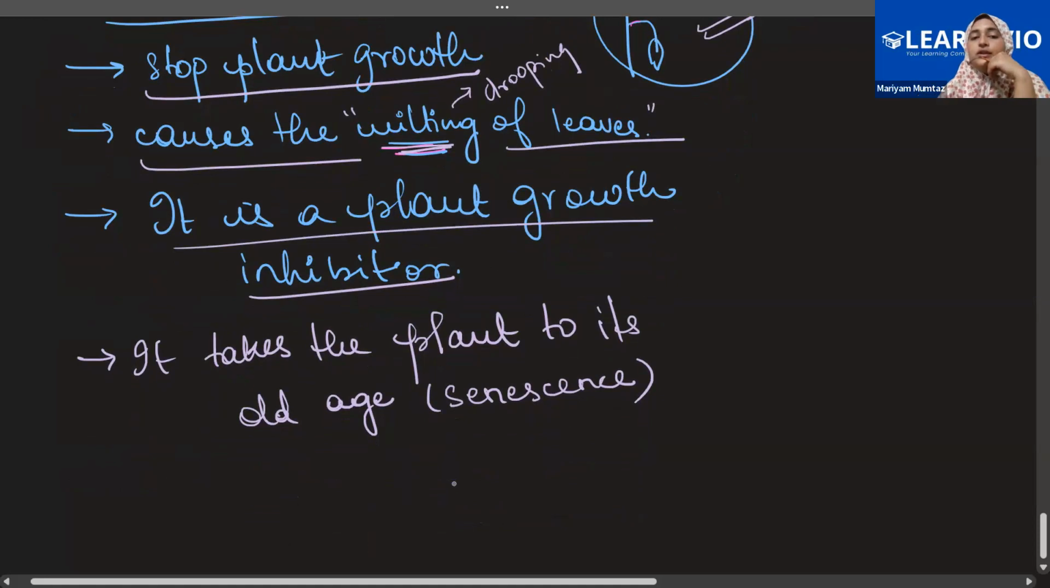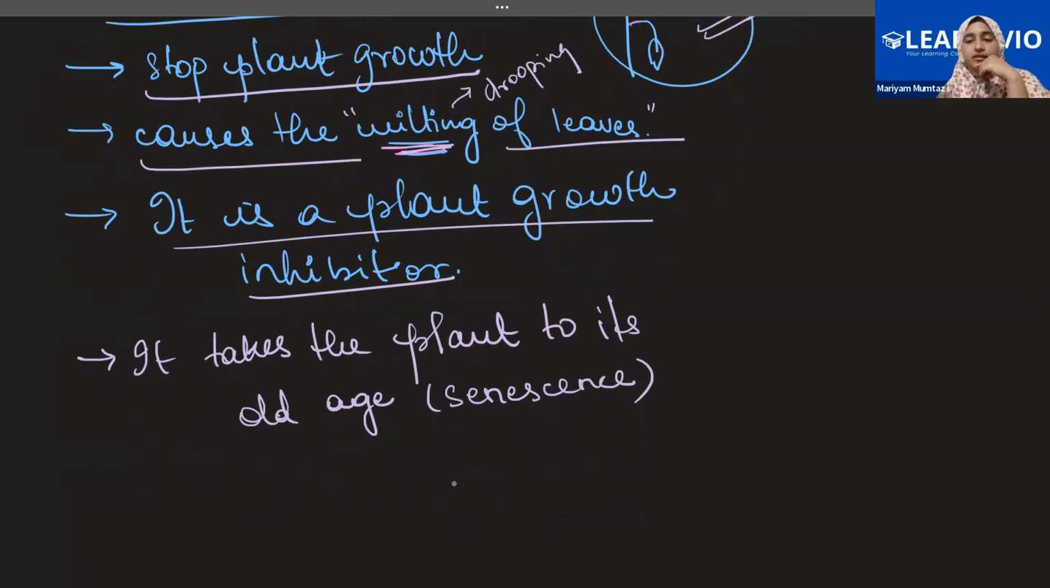Now, this hormone is a plant growth inhibitor. It inhibits the growth of the plant. It does not let the plant grow. Rather, it stops the growth. So, it is a plant growth inhibitor.